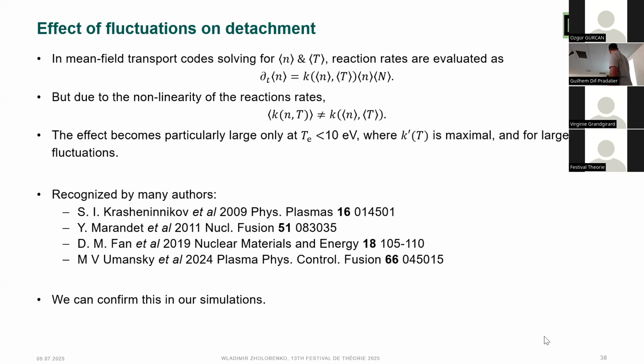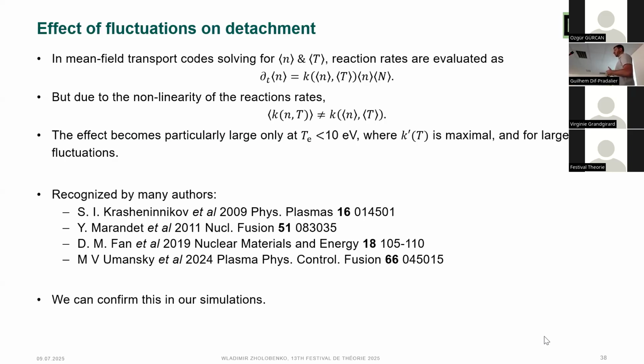They have found theoretically that, of course, the reaction rates are nonlinear. So there is a difference whether you evaluate the reaction rates at the average density and temperature, or you average the reaction rates themselves in time. And the version at the top, so for average density and temperature, this is of course what is done in the mean field codes, which solve for those quantities. And in the turbulent simulation, we get a fluctuating ionization rate, and those two do not have to be equal.